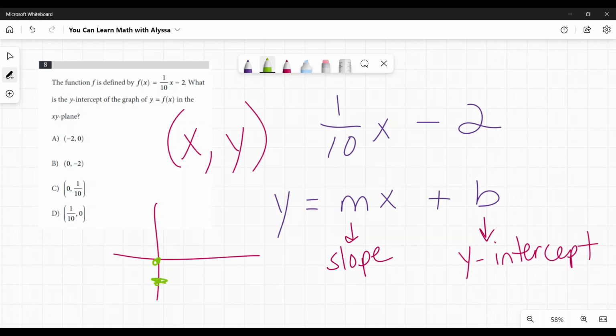So the y-intercept would be at 0, -2. That's that y-intercept point. So my answer is B, (0, -2).